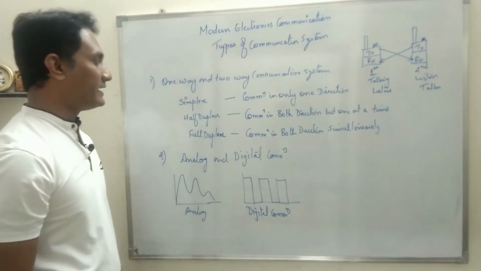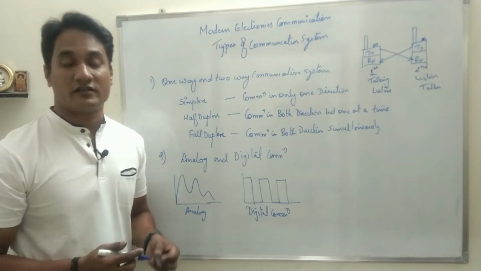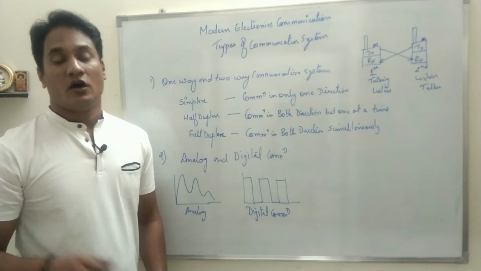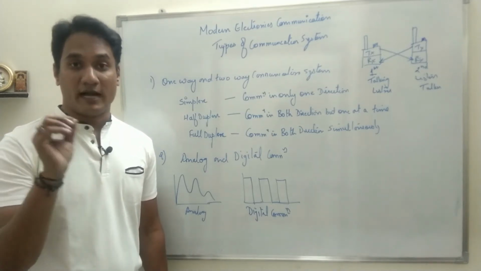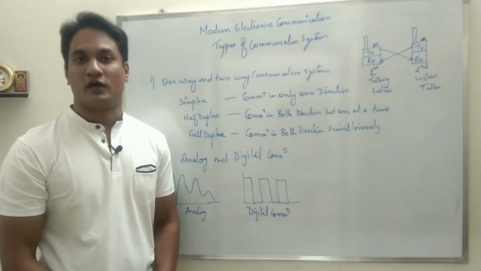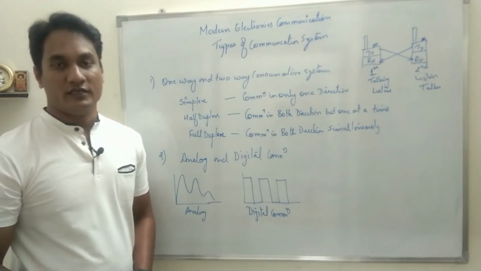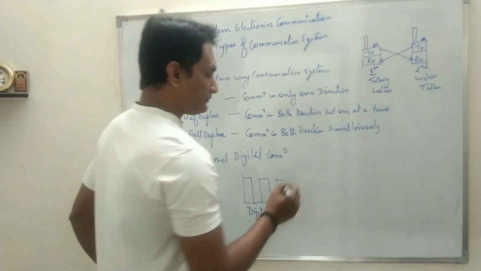So this is the second type of communication. If analog means a continuously varying signal, and it is transmitted directly through the medium, it will be called analog communication. Or when analog signals are converted into digital, that means binary information, and then this binary information is transmitted from one point to another, that type of communication is called digital communication. Okay, so this is the second part.